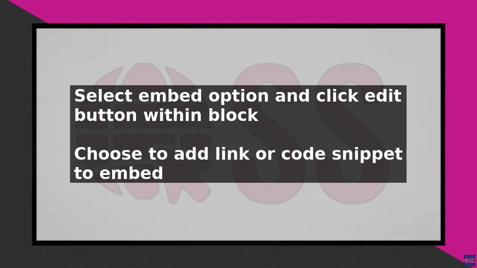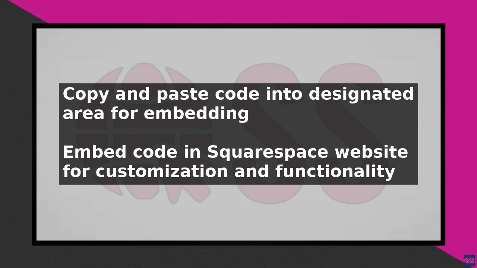To do this, click on the Edit button within the Embed block, and then choose whether to add a link or a code snippet. You can then copy and paste your code into the designated area. This process enables you to easily embed code in your Squarespace website, allowing for greater customization and functionality.